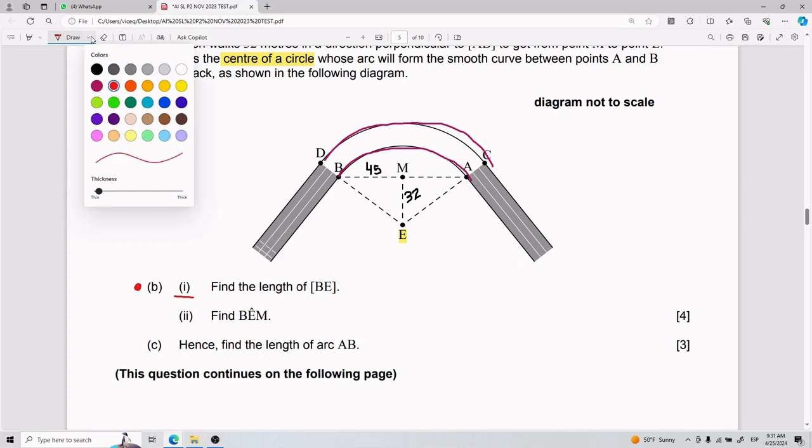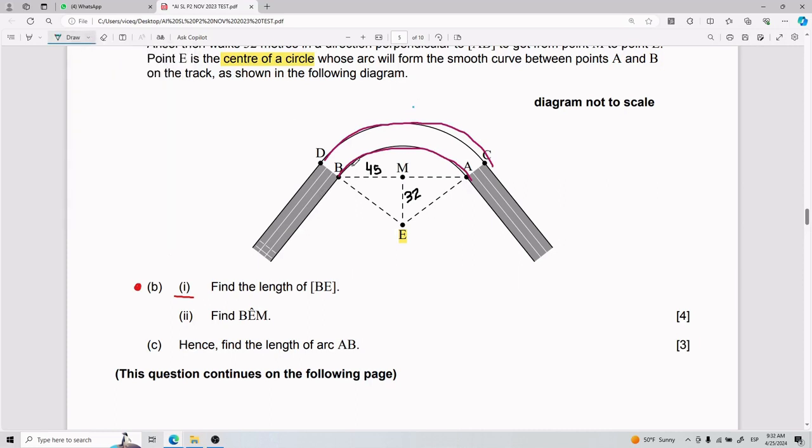Of all your diagram, you're suddenly going to realize, once you concentrate enough, that you just need to focus on this length, and this length is associated to this triangle. So suddenly, part BI is much easier because you are only looking at this. You're only looking at B, at E, and at M. And you're going to plug in all the information you know.